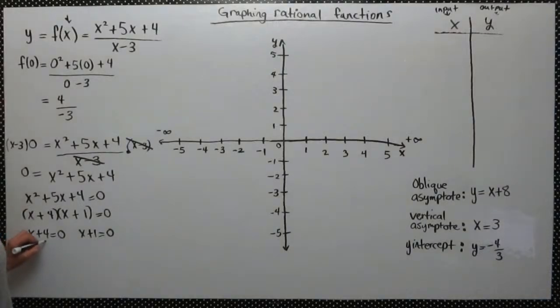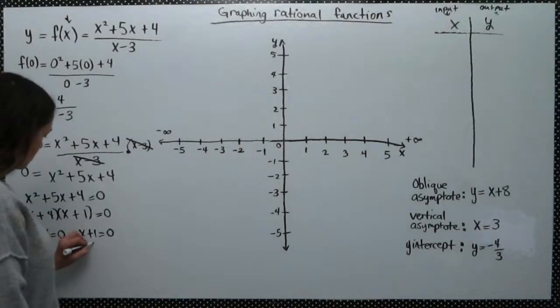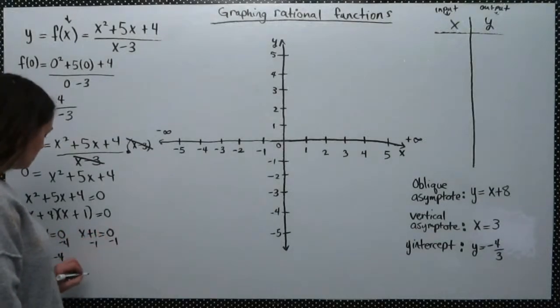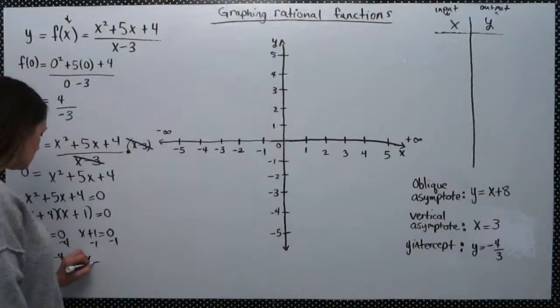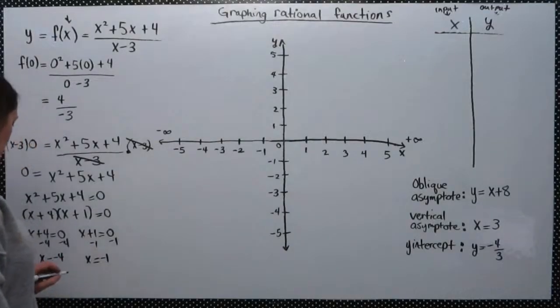But anyway, we're going to subtract 4 from both sides to solve the one-step equation. And that's going to give us x equals -4. And doing that same thing here, subtracting 1 from both sides, and we're going to get x equals -1. And here are your actual intercepts.